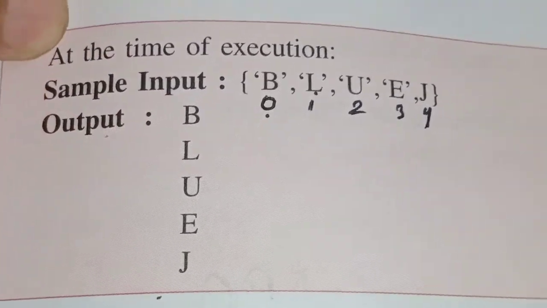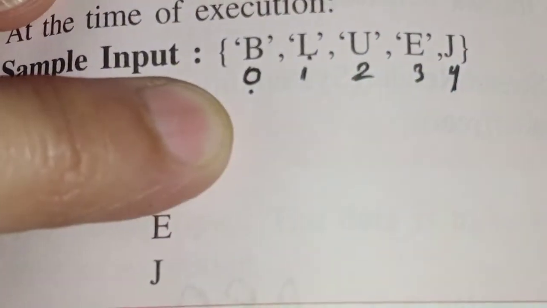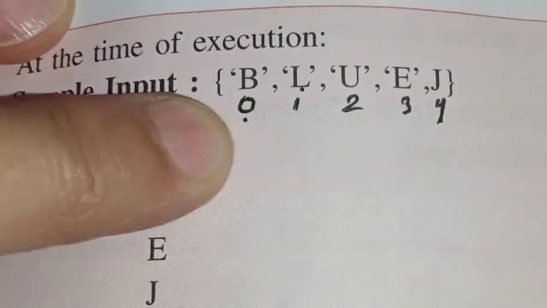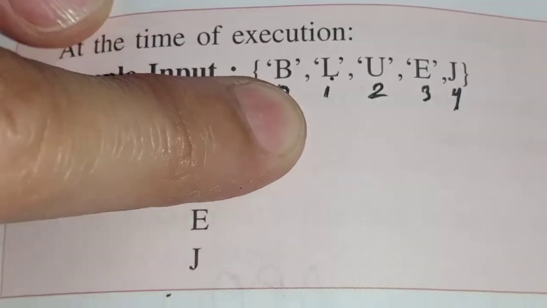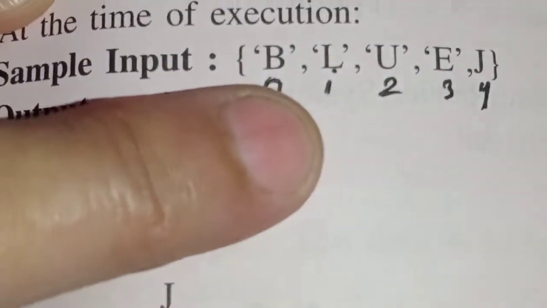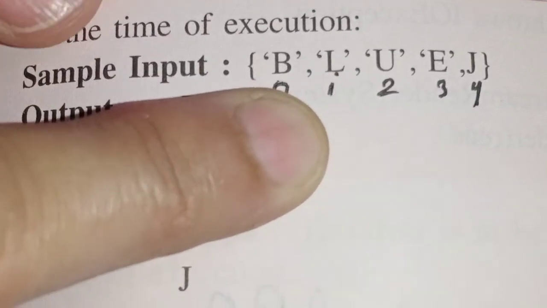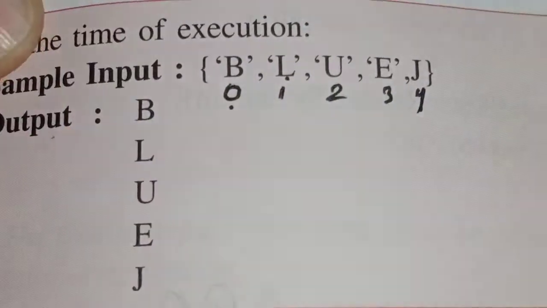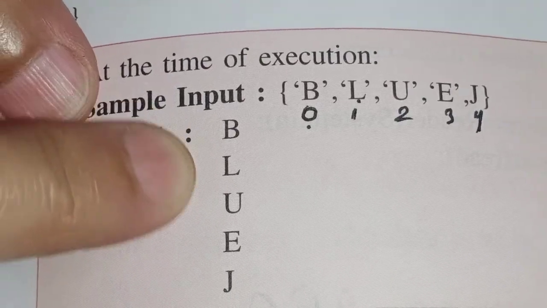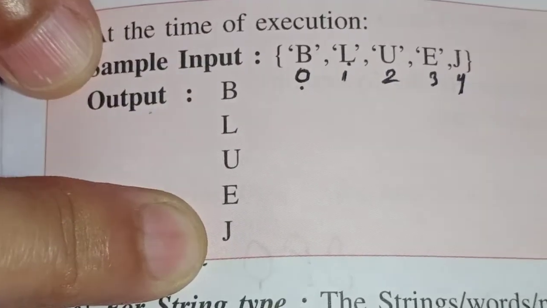See on this note, at the time of execution you will type these values in the method call window. First is capital V within single quotes, comma, next in single quotes, next in single quotes. This way you will enter the characters one by one, closing them within single quotes. And on the output or terminal window you will get the characters one by one.